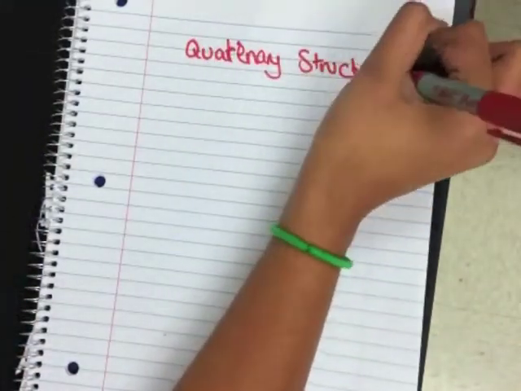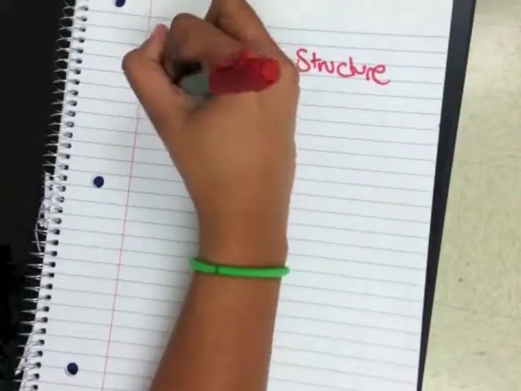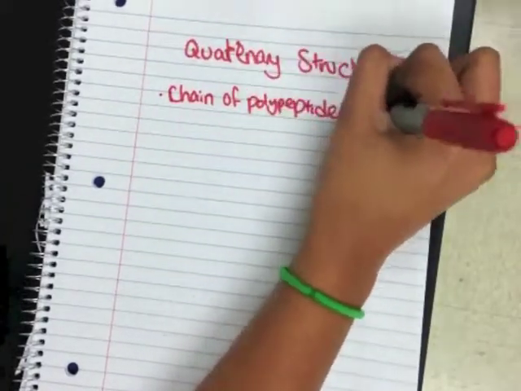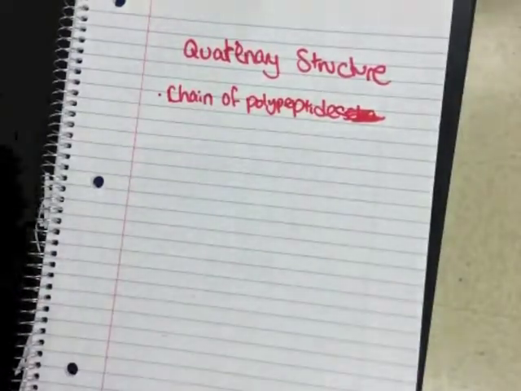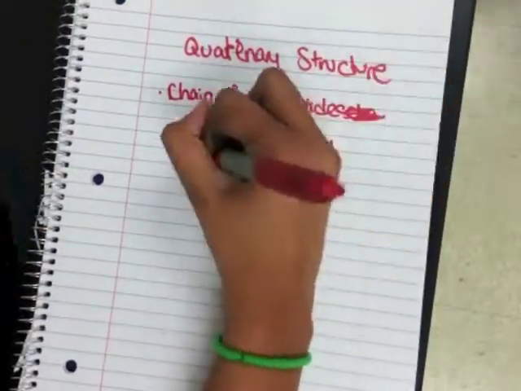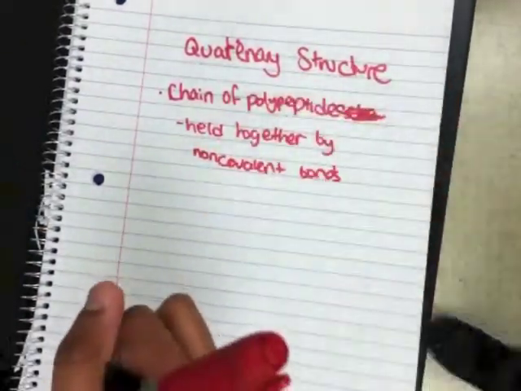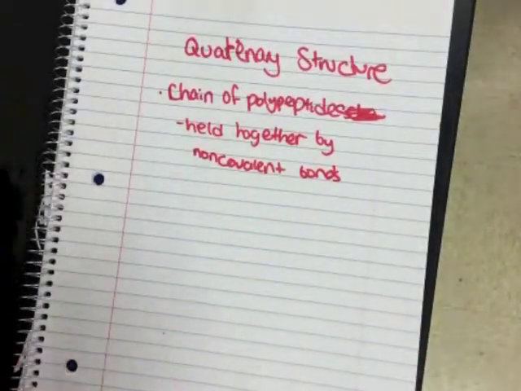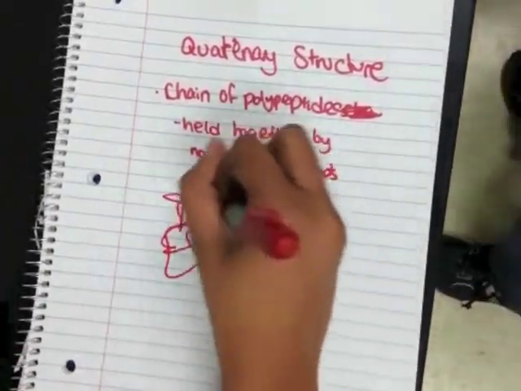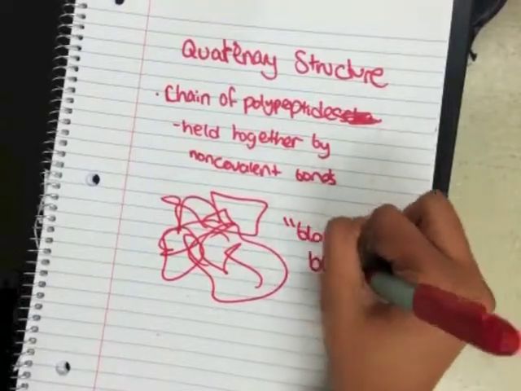Finally, we have quaternary structures, which is a protein made of more than one polypeptide chain, called subunits at this point, and they're all held together by non-covalent bonds, such as hydrogen bonds and ionic bonds. They're not as common as the other structures, because most proteins only have one polypeptide chain.